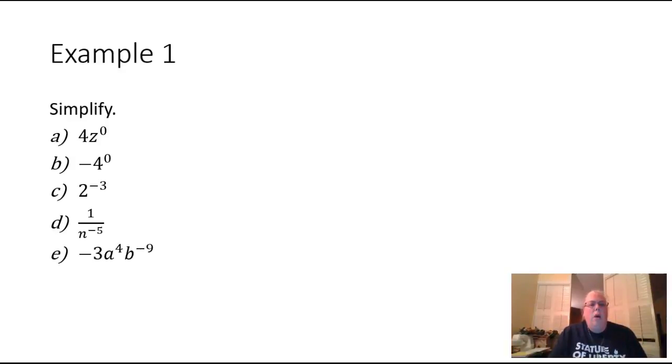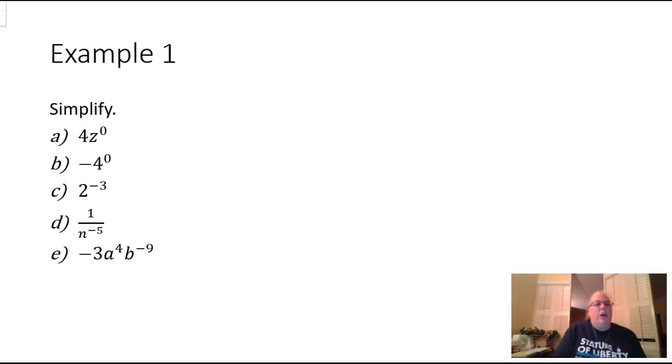This is example 1 from lesson R.2. Okay, so what we're supposed to do here is simplify each of these expressions, and they're exponential expressions, and we know they're exponential expressions because they have exponents in them.